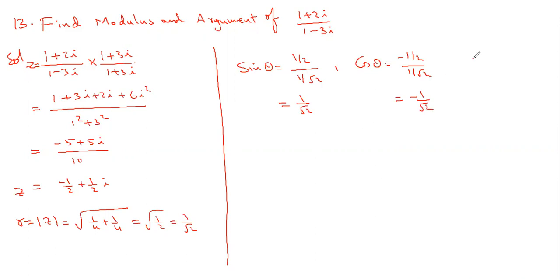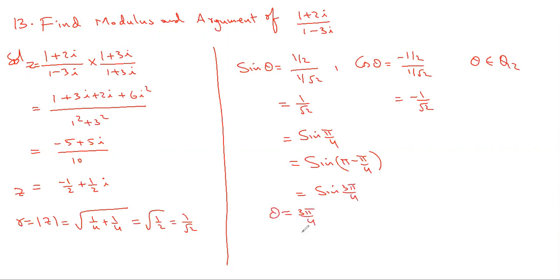So sine positive, cos negative, theta belongs to Q2. This is kind of similar to the one which we did just now recently. So which is equal to sine pi by 4. But it should lie in the second quadrant. Then you write sine pi minus pi by 4. And then we get sine 3 pi by 4. Yeah, your theta is equal to 3 pi by 4. And your z equal to 1 by root 2 into cos 3 pi by 4 plus i sine 3 pi by 4. Yeah, what you got is right.